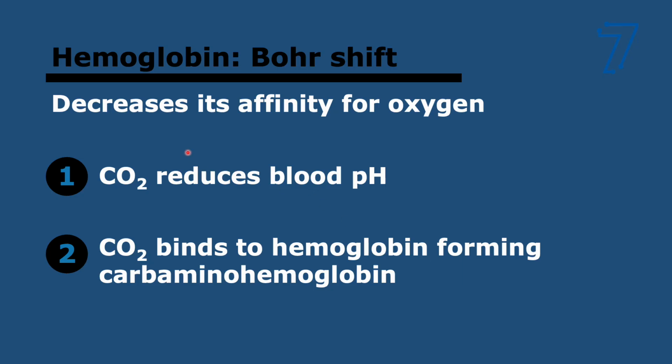Okay, so I was talking about carbon dioxide and its effect on hemoglobin. It's twofold. Firstly, CO2 reduces blood pH, and that reduces the affinity of hemoglobin for oxygen. And then secondly, CO2 can bind to hemoglobin directly, forming carbaminohemoglobin, and that also reduces its affinity for oxygen.